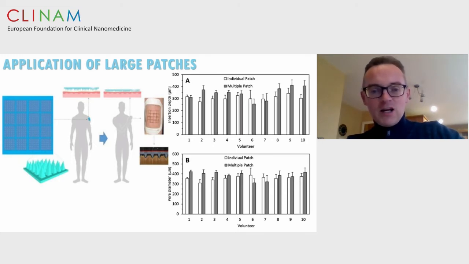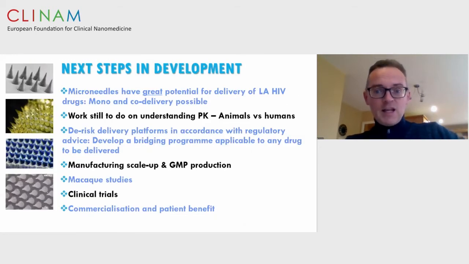So we think people can apply large patches, making this technology at least viable. As I said, in our development, we're now improving the efficiency of development. Some recent work has shown that we can improve delivery efficiency up to about 40% of the loaded drug. Now, that won't make the patch size any smaller, but it'll certainly waste less drug. And we've shown that both mono and co-delivery is possible.